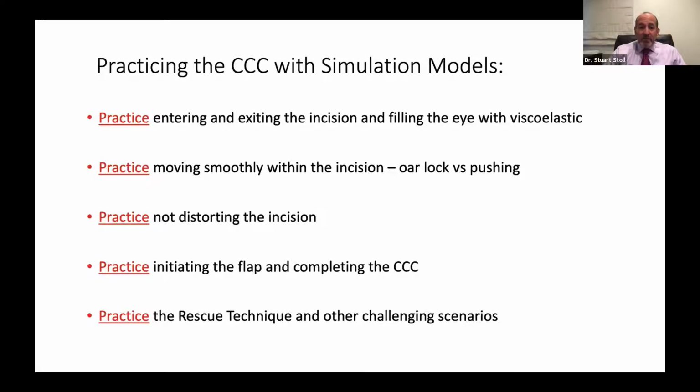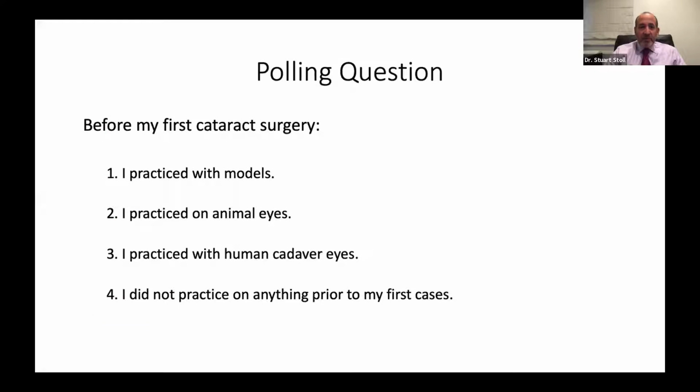And we're going to break it down and show video clips as we go along here, so we'll get into those pretty quickly. Let's jump into another polling question. Before my first cataract surgery, I practiced with models, I practiced on animal eyes, I practiced with human cadavers, or number 4, I did not practice on anything prior to my first cases.